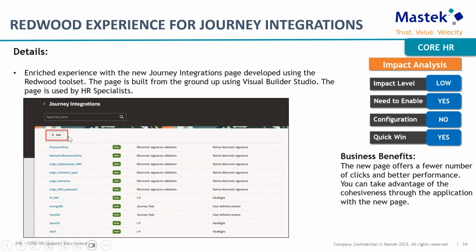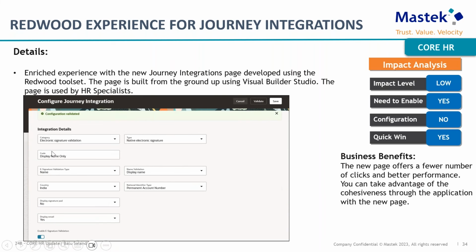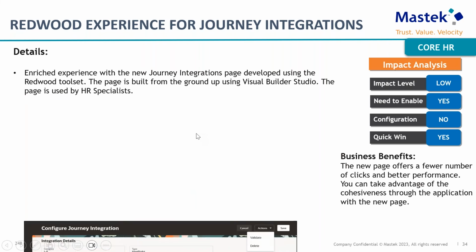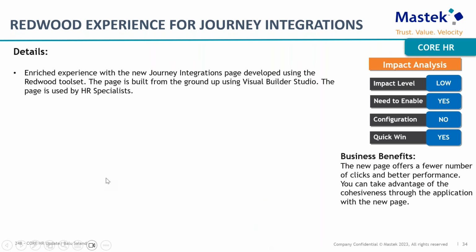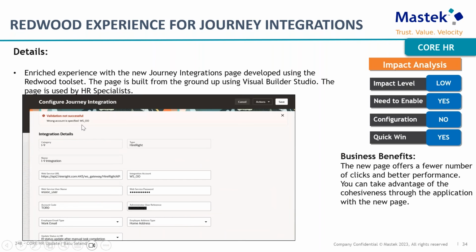You can add the journey integrations just by clicking on this add icon here. Give the basic details and validate. When you validate, if there are any issues in the details given, you will be prompted with the error message here, and you can relook into the things and then save it.